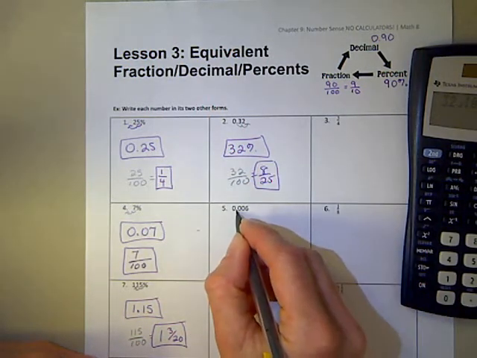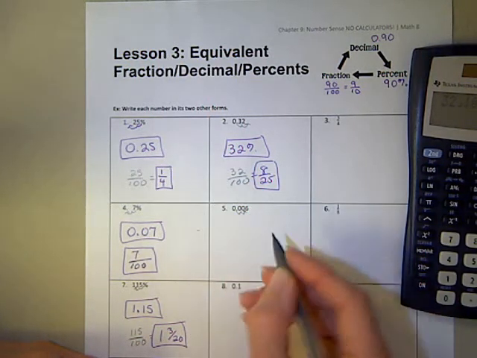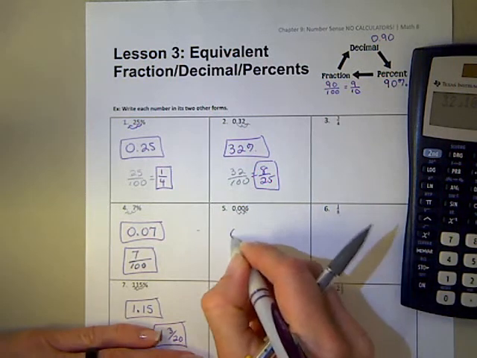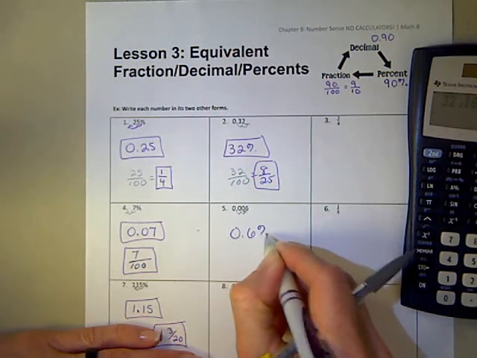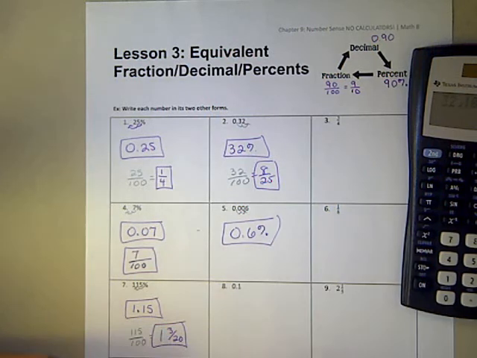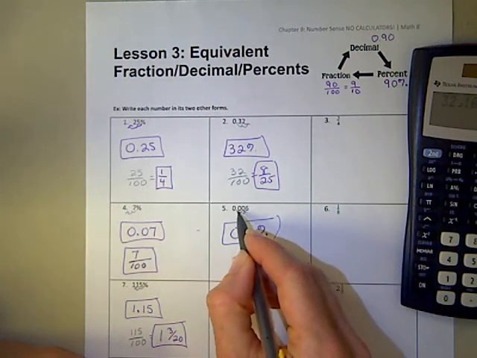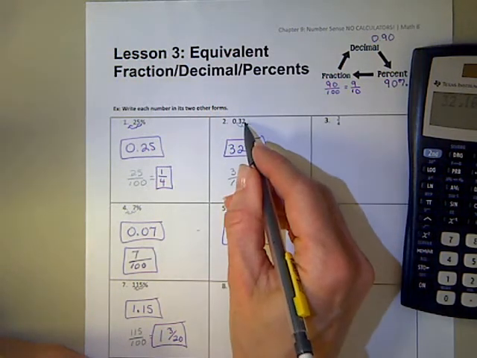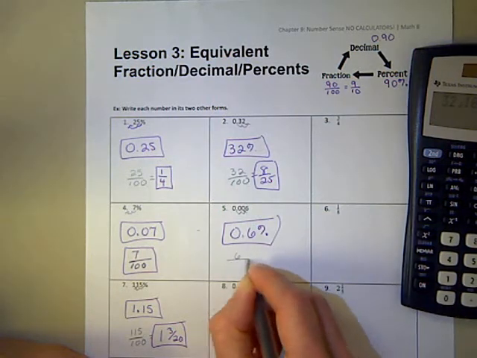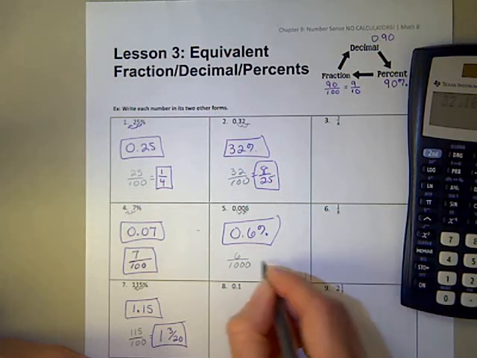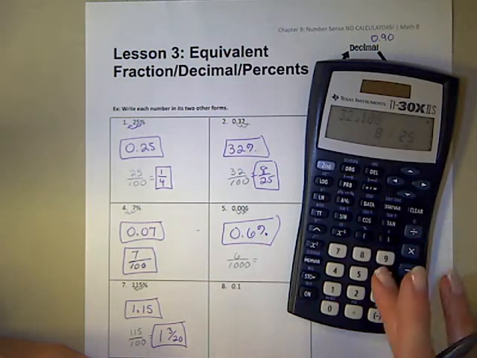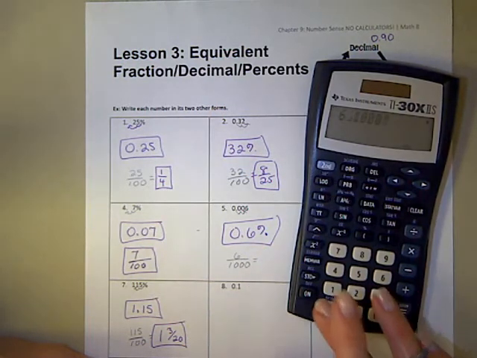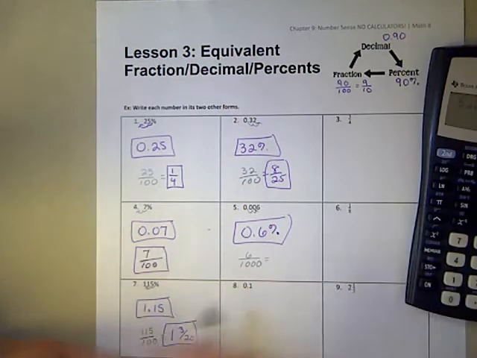Okay, next one, move the decimal 2 spots to the right. That's going to leave it still a decimal, but it's a percent, 0.6%. Okay, now, because it is 3 spaces versus 2, we have to put the 6 over 1,000. We add 1 extra 0 to it. Okay? And let's reduce it. 6 ABC 1,000 is 3 over 500.